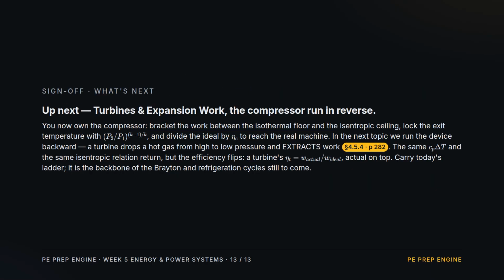You now own the compressor. Bracket the work between the isothermal floor and the isentropic ceiling. Lock the exit temperature with the pressure ratio relation, and divide the ideal by efficiency to reach the real machine.